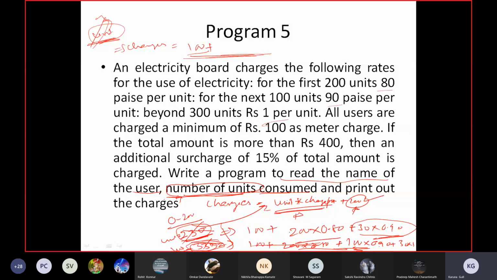Yes, ma'am. So now I've read only units, and I really don't know what this value is. Then how do I write the formula? Number of units into amount per unit. Very good. So number of units, I mean charge per unit. That's what you are supposed to write.